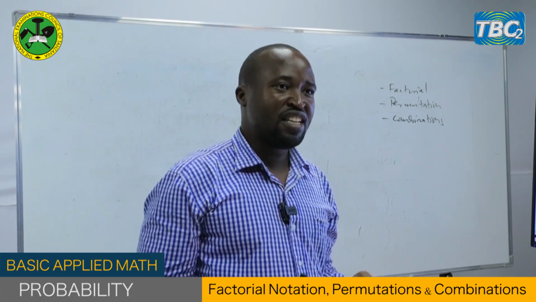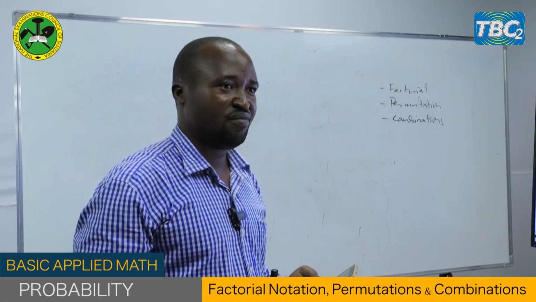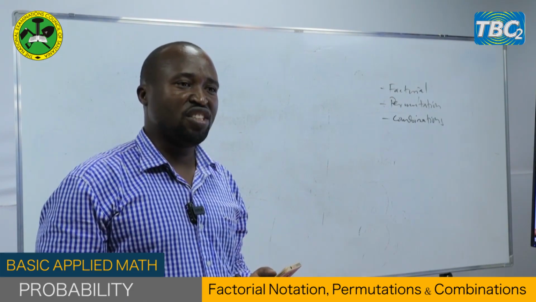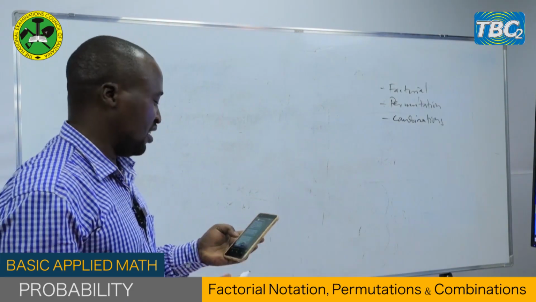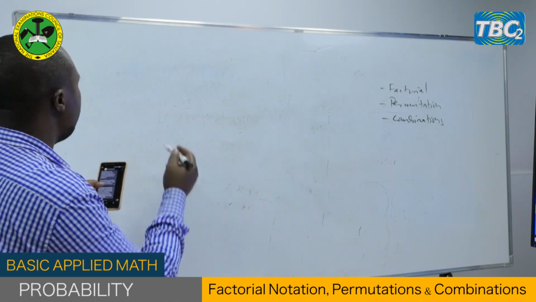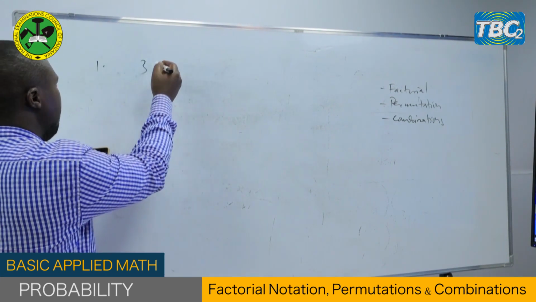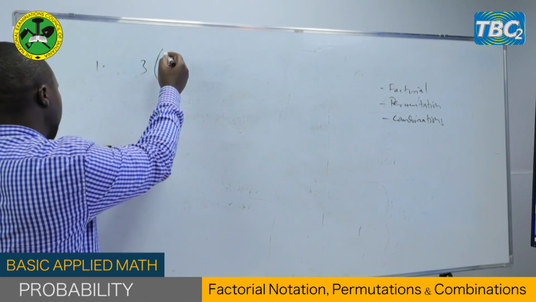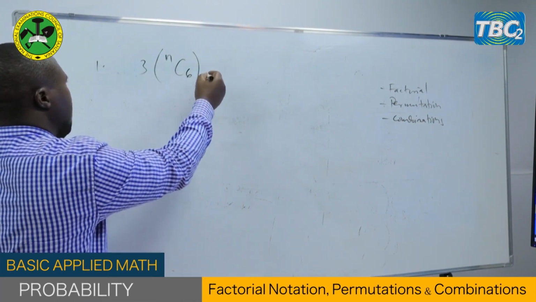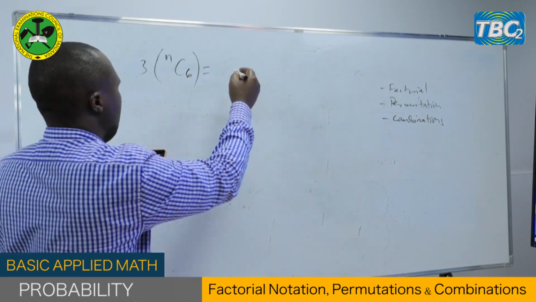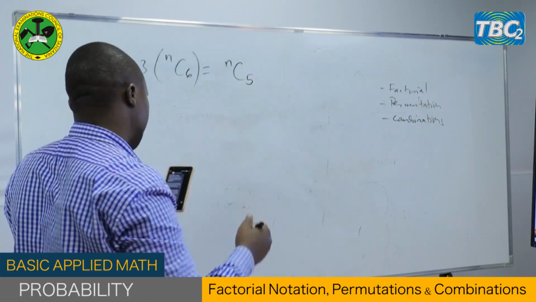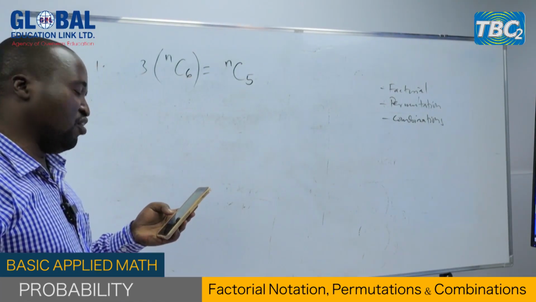Okay, my dear student, this is a very nice question. We are going to apply the concept that we have already discussed in our review questions. Let me copy this question as follows: 3 bracket of n combination 6 is equal to n combination 5. How do you solve it?